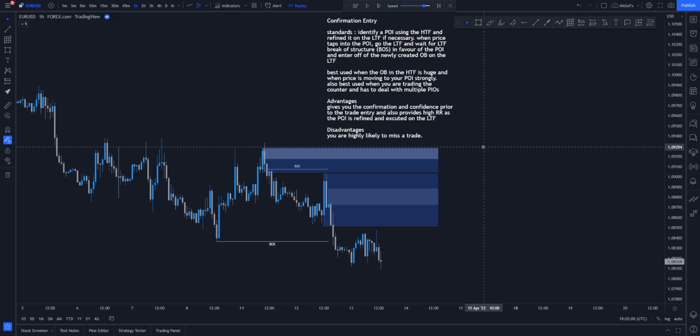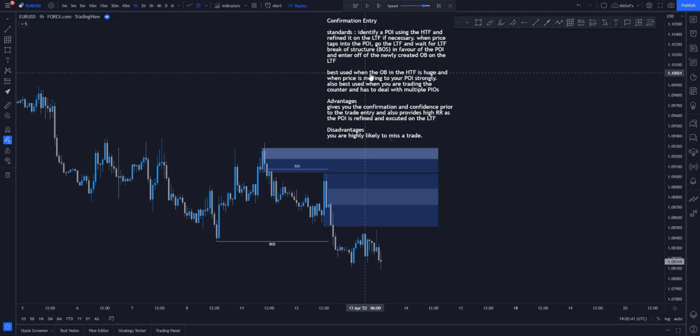I've already explained that. That is taking a trade with a confirmation, knowing the direction it is going, and it is safer to take, right? The criteria is to identify a POI using the higher time frame and find it on the lower time frame if necessary. When price taps into the POI, go to the lower time frame and wait for a lower time frame break of structure in favor of the POI, and enter off the newly created order block on the lower time frame.